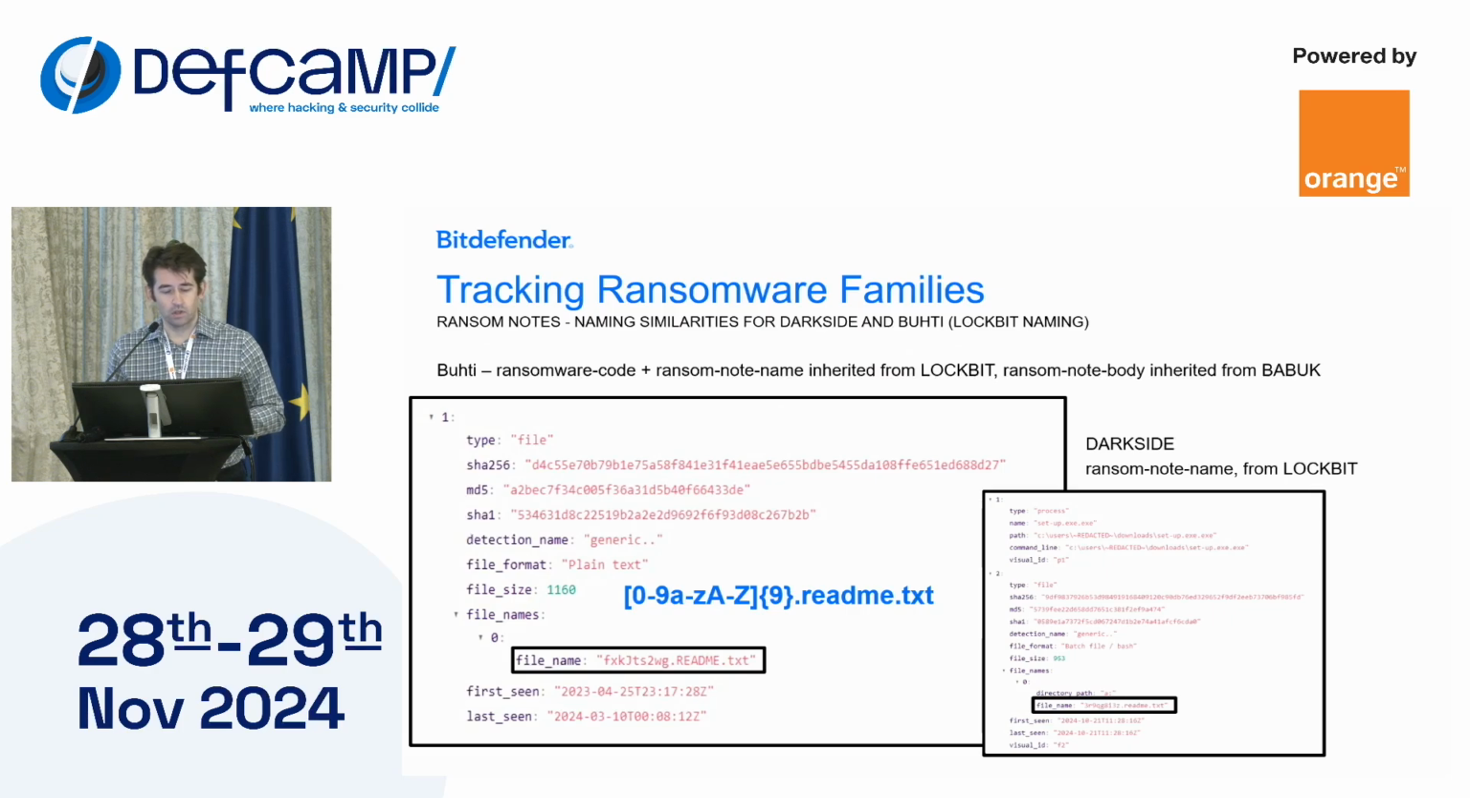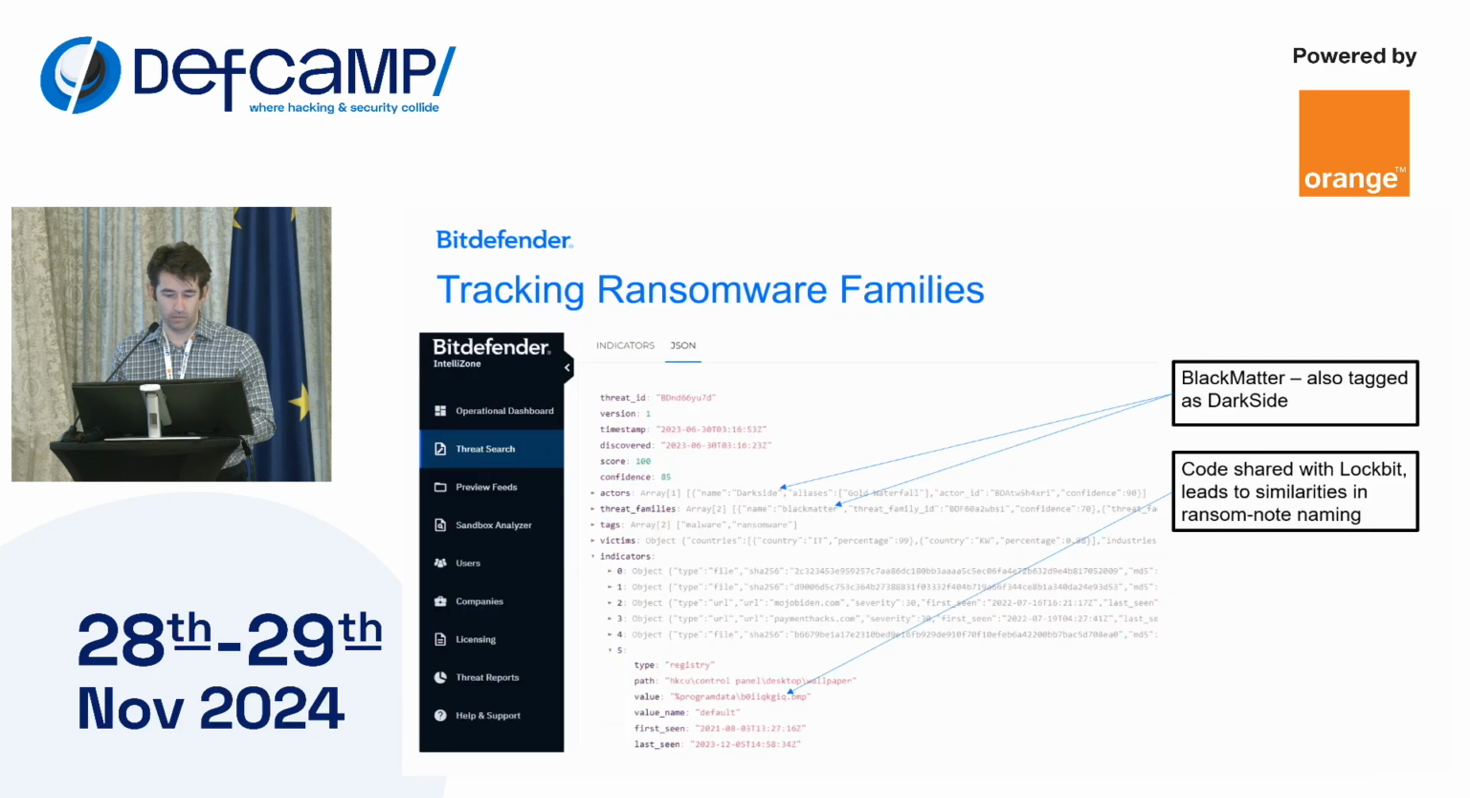Okay, so this is a capture from our threat intelligence dashboard, where we see that between DarkSide, the left figure, and Lockbit, the right one, we have a similar naming in ransom notes. So there are 9 random characters, .readme, .txt. And we also found these namings in other families, but they are related.